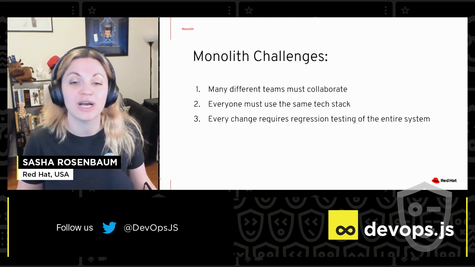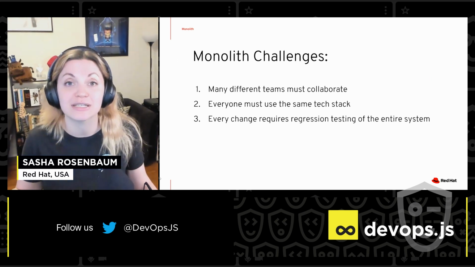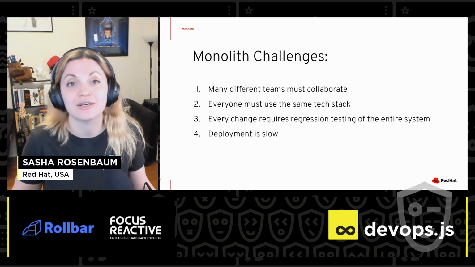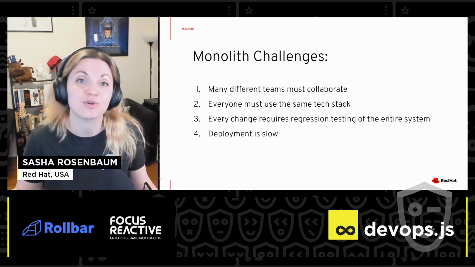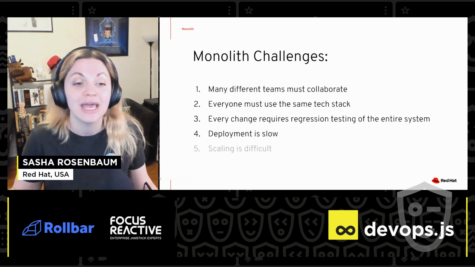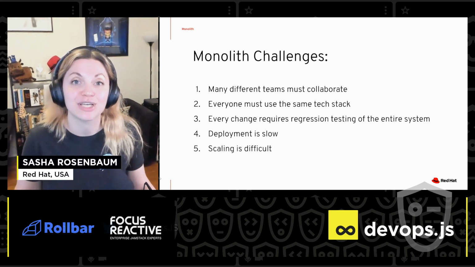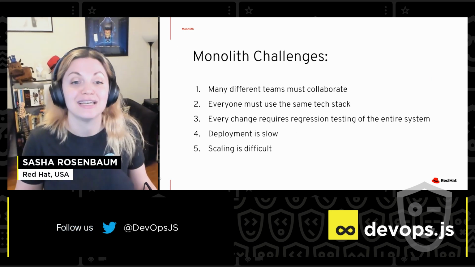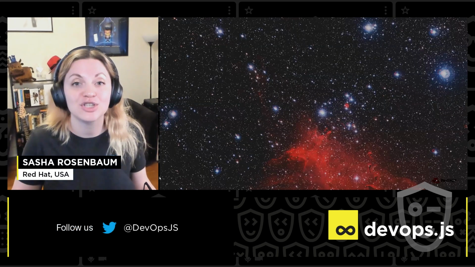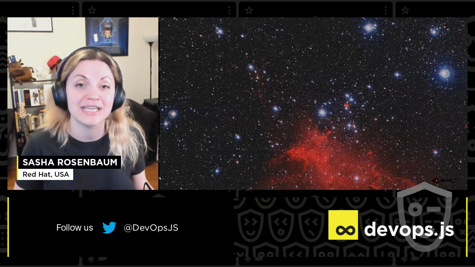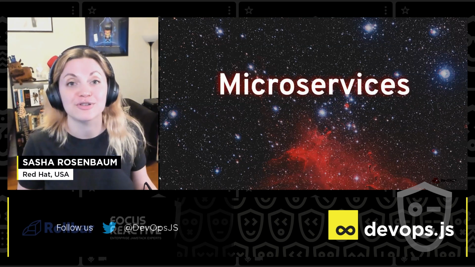Every change required a regression testing of the entire system, which can be quite time-consuming. Deployment, therefore, was slow, right? Because teams were often running into merge hell, and scaling was difficult. So scaling a huge beast of an application is usually not a picnic. So because we had challenges, and where there are challenges, there are always solutions, in this particular case, the solution became microservices.